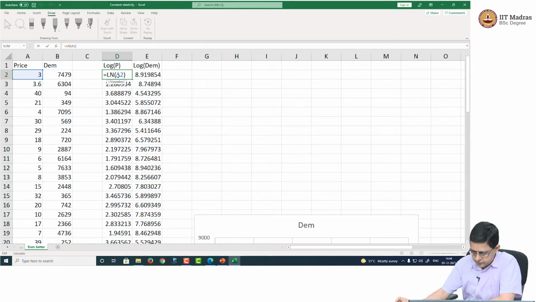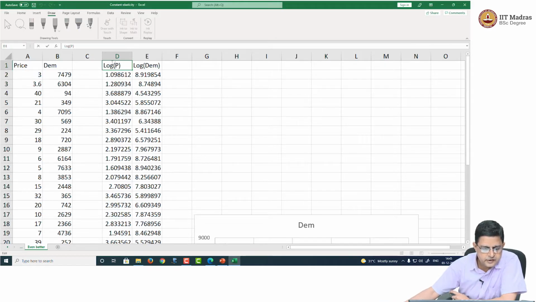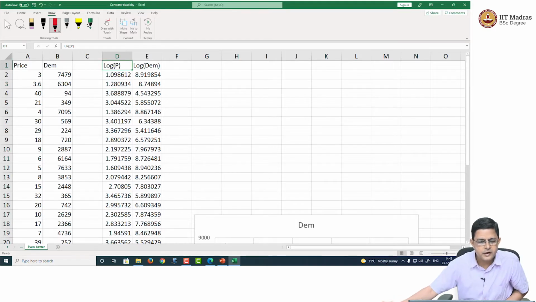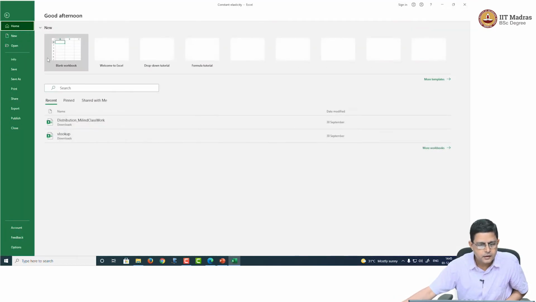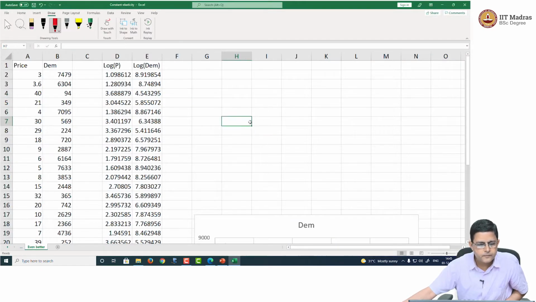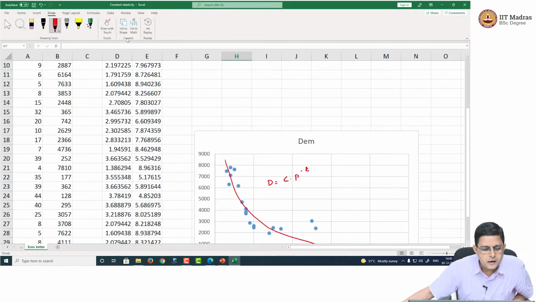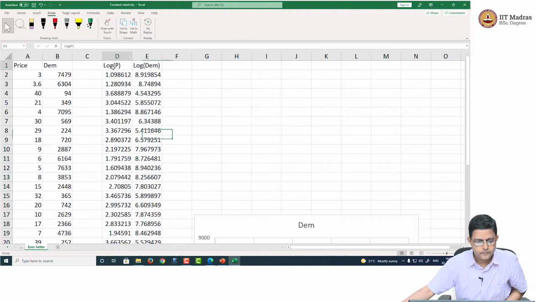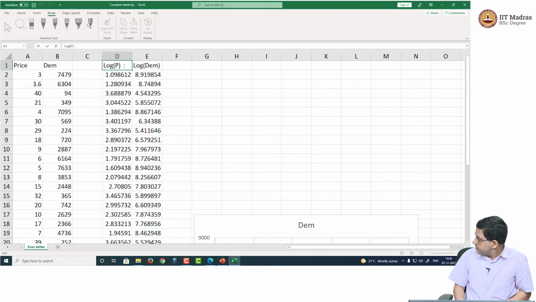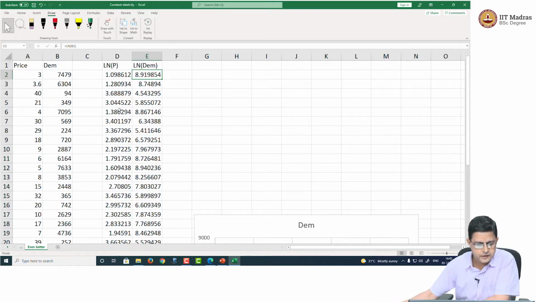That is what we had done in the slides. So, I can change this also. I convert this and I say that this is natural log, this is also natural log, and I have anyway used the ln function.